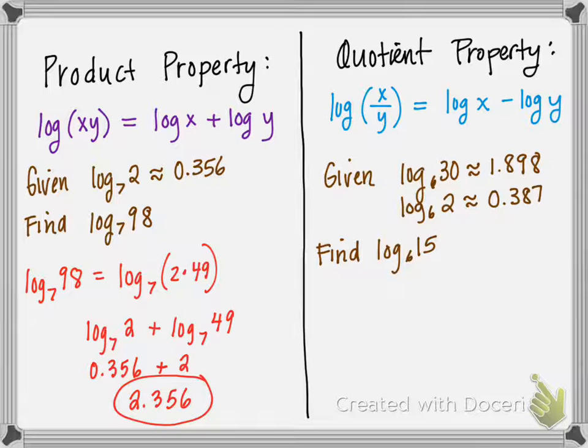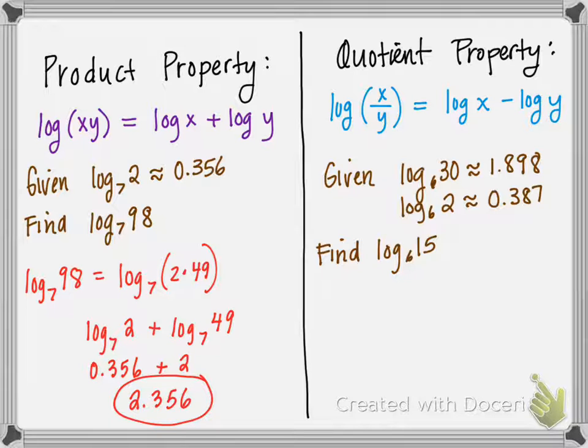For the quotient property, this is what the quotient property says. Inside the argument here, if you're dividing terms, you can separate individually by subtracting each of them. So we are given that log base 6 of 30 is 1.898 and log base 6 of 2 is 0.387. How can we find log base 6 of 15?